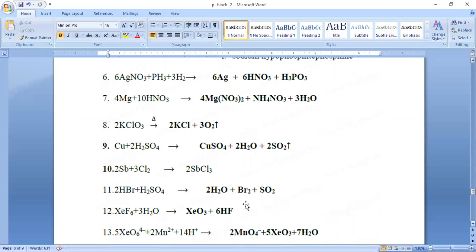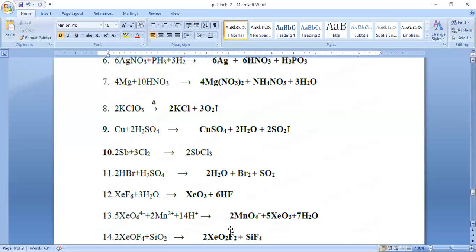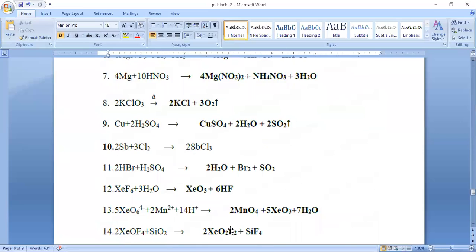XeF6, xenon hexafluoride, reacts with water, gives xenon trioxide and hydrogen fluoride. Next, XeO6 4 minus, that is perxenate, reacts with manganese ion and H plus, gives MnO4 minus, that is permanganate, XeO3, that is xenon trioxide, and water.